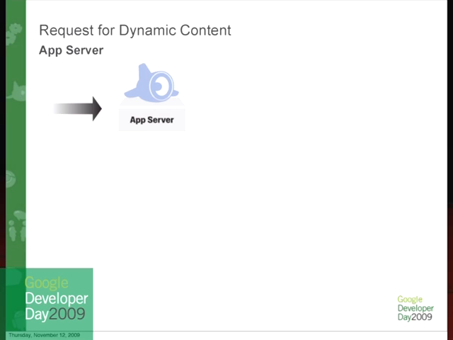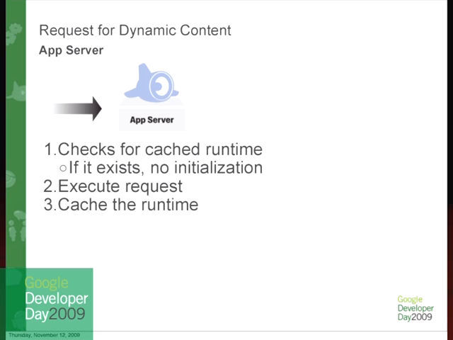So a request comes in from a user for some dynamic content. It checks to see if there's already a cached runtime. That means a cached version of your application. If it exists, then it can just handle the response immediately. If it doesn't, it spins up a new runtime environment. It executes the request, and then it caches the runtime environment for next time.